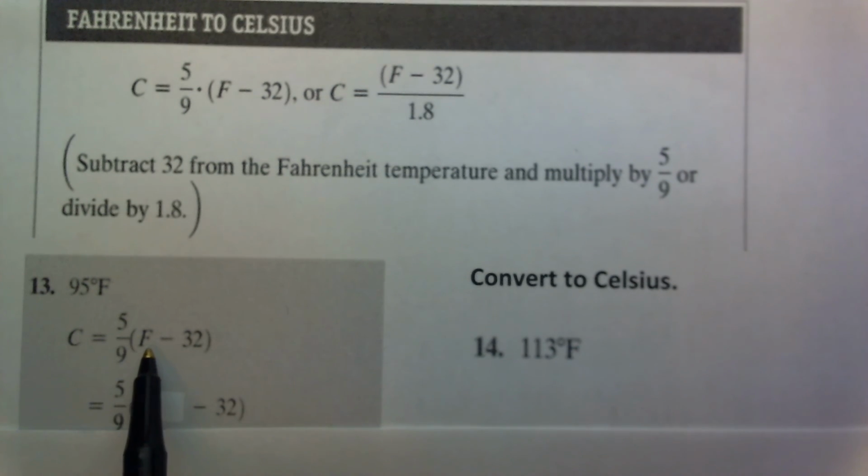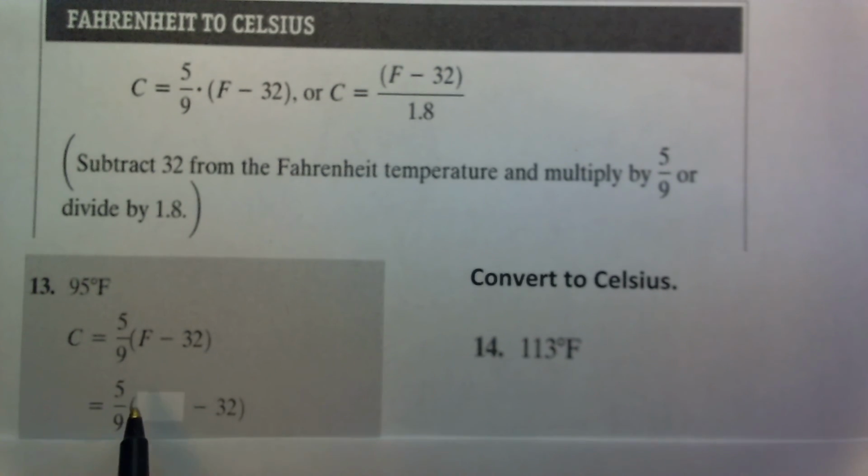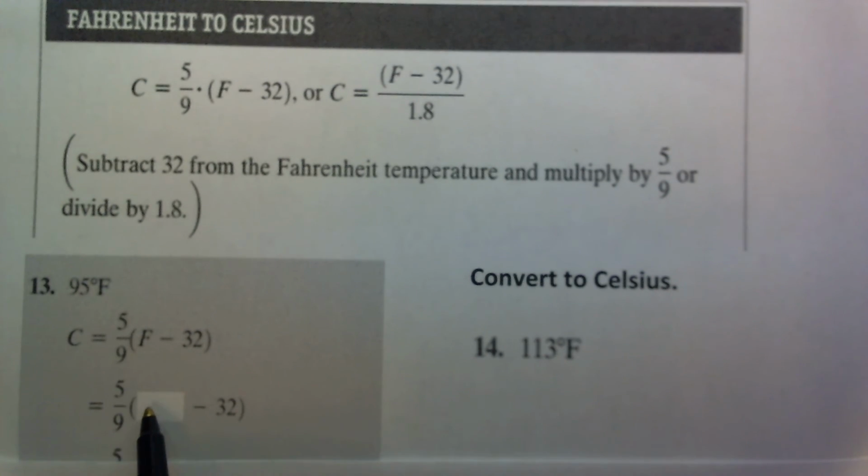So it is 5/9 times F minus 32. So we replace F with 95. And so 5/9 times 95 minus 32, which is 63. And 9 goes into 63 7 times. And then 5 times 7 is equal to 35. So in other words, 95 degrees Fahrenheit equals 35 degrees Celsius.